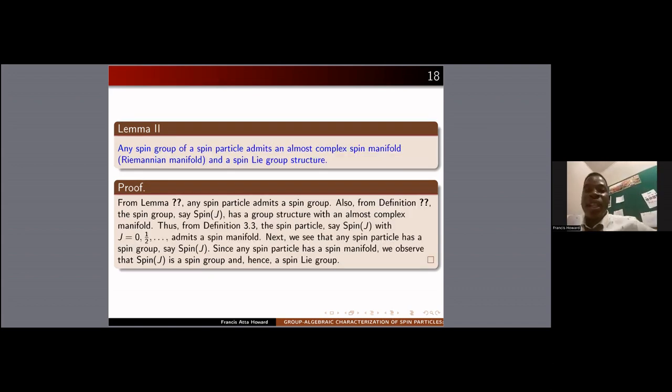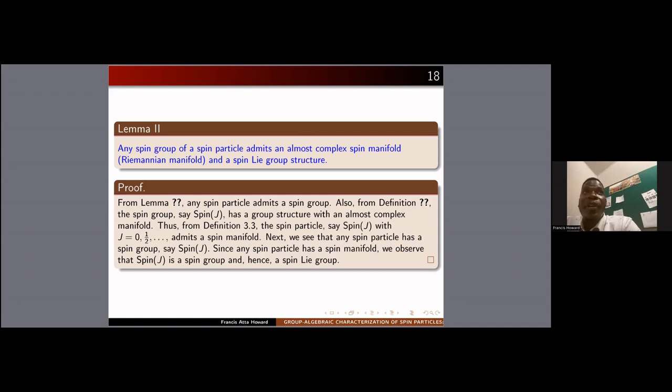We move ahead to lemma 2, which says that any spin group of a spin particle admits an almost complex spin manifold, which is a Riemannian manifold, and a spin-Lie group structure. From lemma 1 above, we admitted that the spin particle is a spin group. Then, from the definition of a spin group that we have considered previously, the spin J has a group structure which is almost complex.